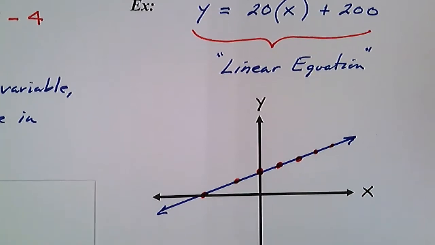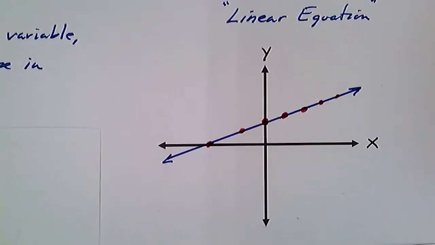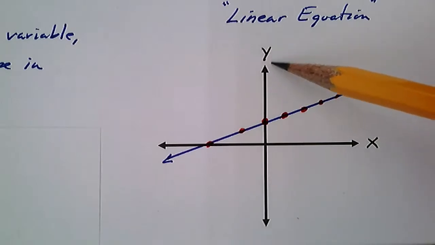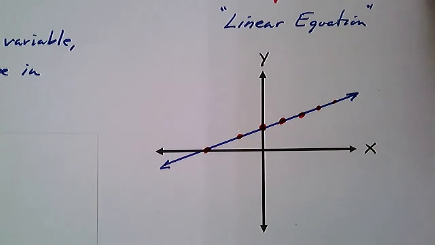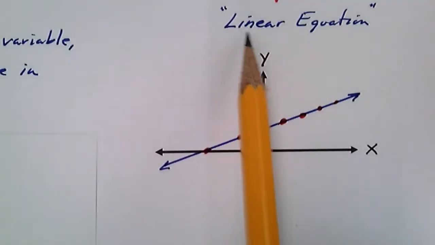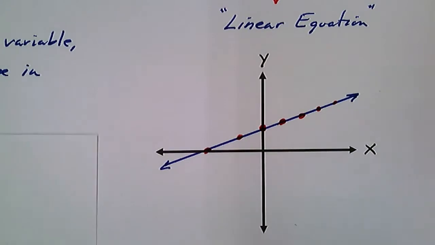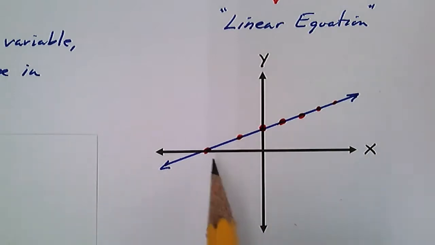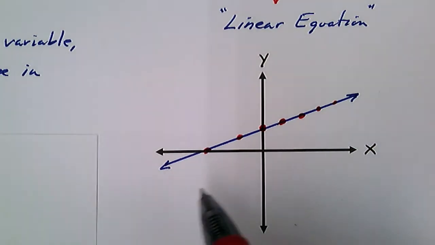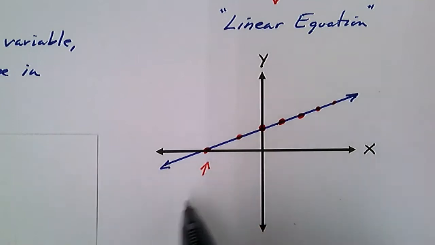So for a linear equation, you have your x-axis, and this is your y-axis. And this is a linear equation. You can see the word line, L-I-N-E, right there. It's making a straight line, and it's crossing the x-axis right there. We call that the x-intercept. This is called the x-intercept right there.